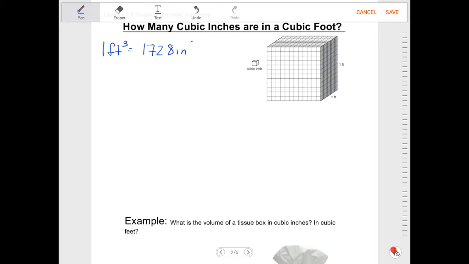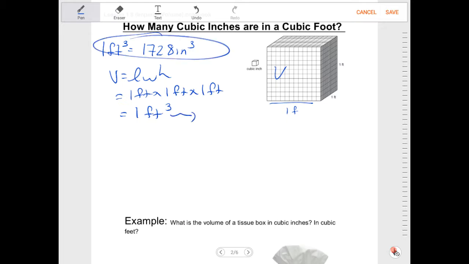1,728 inches cubed. Well, if you look at this, everybody, this is 1 foot. So we know the volume here. The volume here is length, width, and height. So when I say 1 foot times 1 foot times 1 foot, well, that's 1 foot cubed. So if you want to know cubic inches, well, we know from right here, if you have exactly 1 foot cubed, you have 1,728 inches cubed. That's one way of doing this.